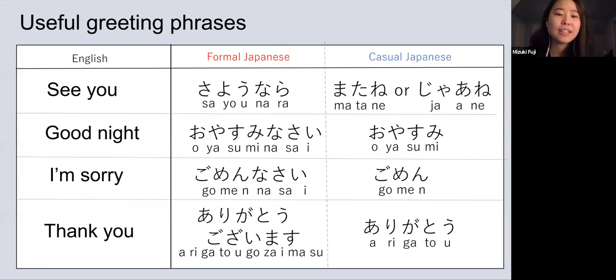See you means sayonara or mata ne or jane. Good night means oyasumi nasai or oyasumi. I'm sorry means gomen nasai or gomen. Thank you means arigatou gozaimasu or arigatou.